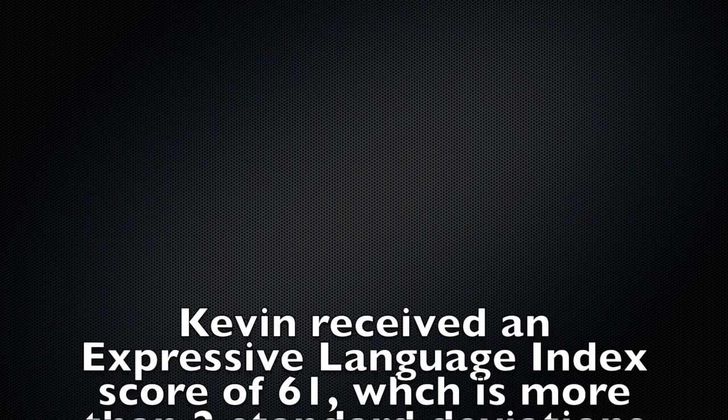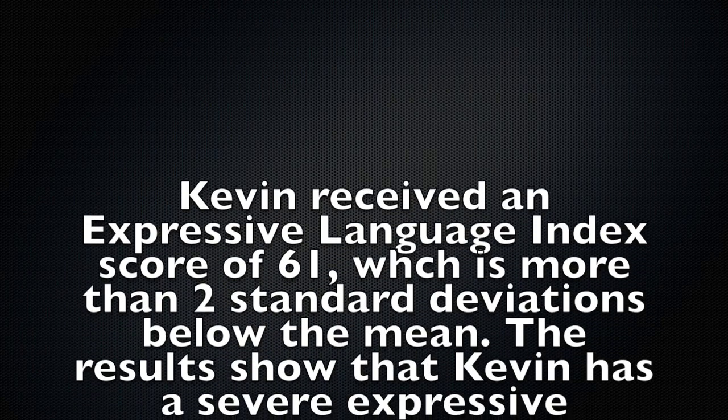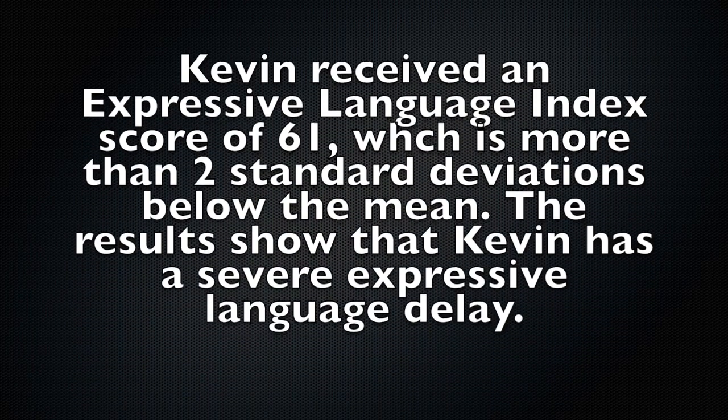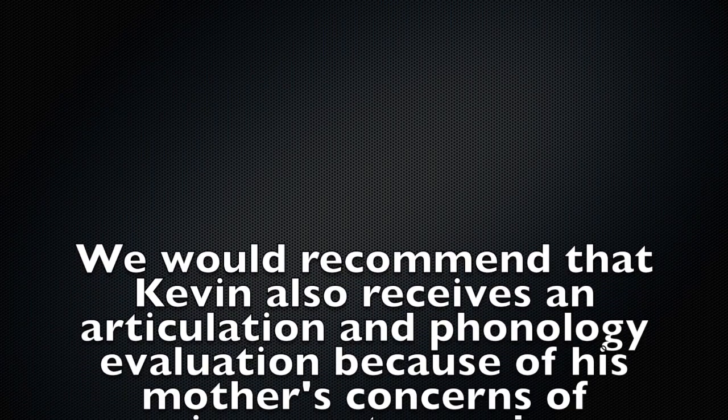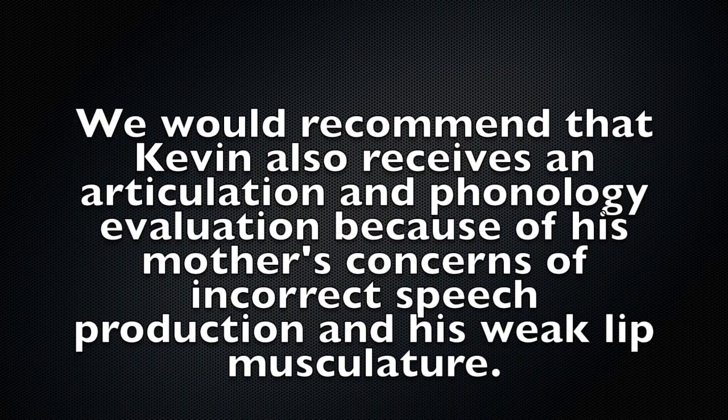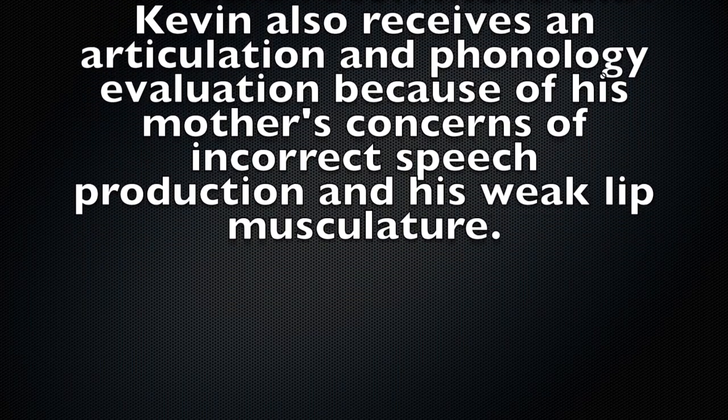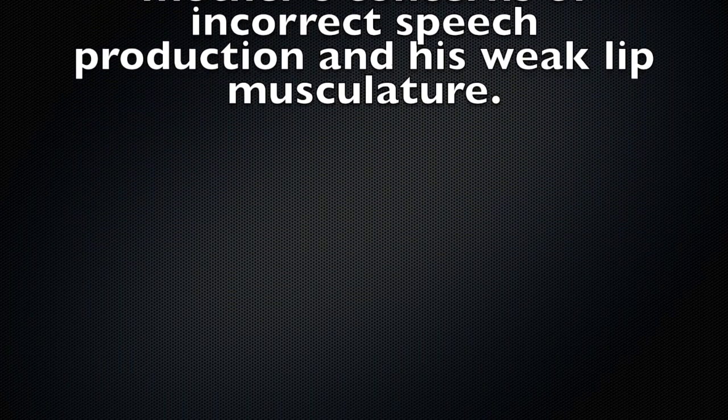Results of the test. Kevin received an expressive language index score of 61, which is more than 2 standard deviations below the mean. The results show that Kevin has a severe expressive language delay. We would recommend that Kevin also receives an articulation and phonology evaluation because of his mother's concerns of incorrect speech production and his weak lip musculature.